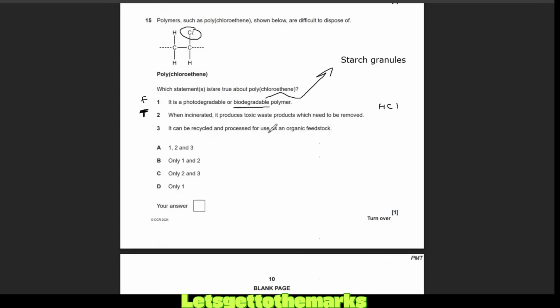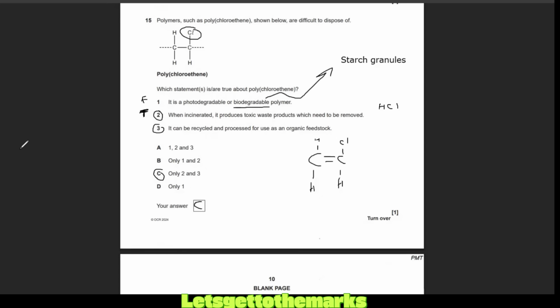It can be recycled and processed for use as an organic feedstock. Well, if you can reverse this addition reaction and go back to having that, then yes, that is an organic feedstock. You can go back to chloroethene. Then yeah, I think if you can go back to that, 2 and 3. My best answer here would be only 2 and 3.